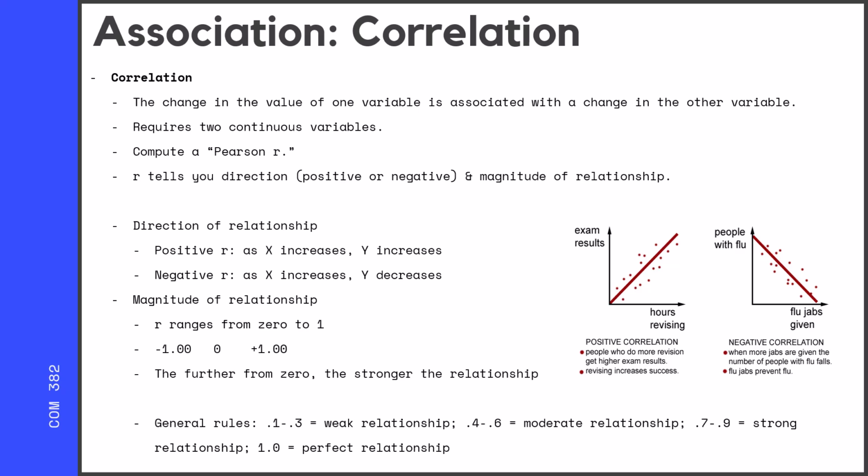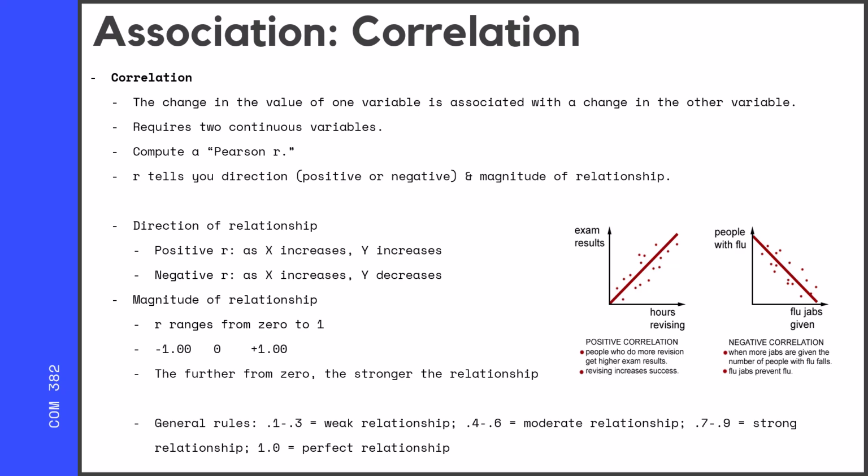So, direction of relationship, as I said, a positive R: as X increases, Y increases. So here's an example. With more hours spent revising, which is British English for studying, your exam score goes up. Hours spent studying goes up, exam score goes up, positive. Negative R: as X increases, Y decreases. X, flu shots given, goes up, and people with the flu goes down. So this is a negative correlation because flu shots are the thing that is increasing and people with the flu is the thing that is decreasing.